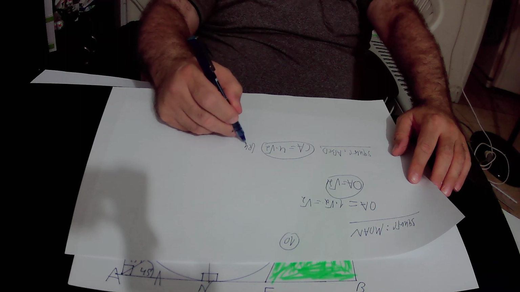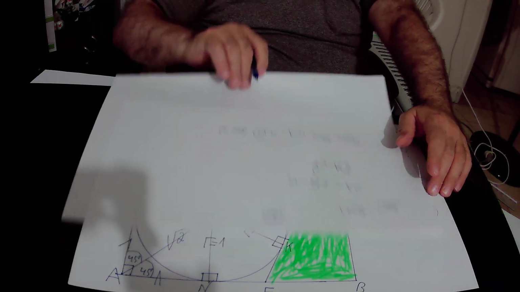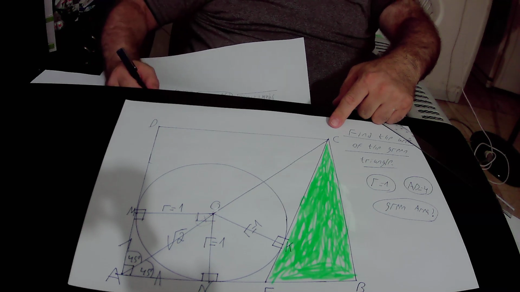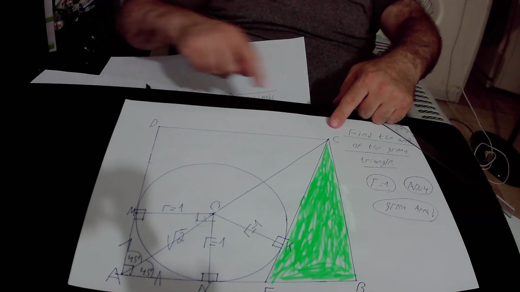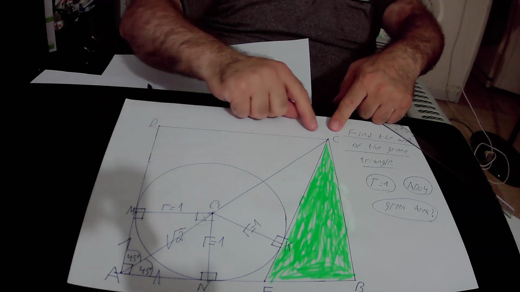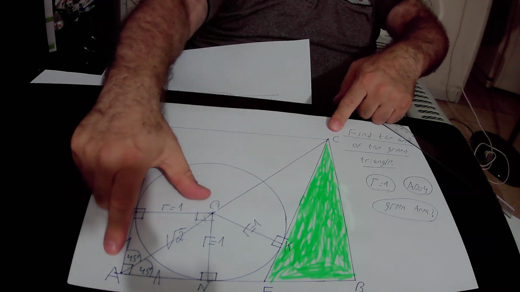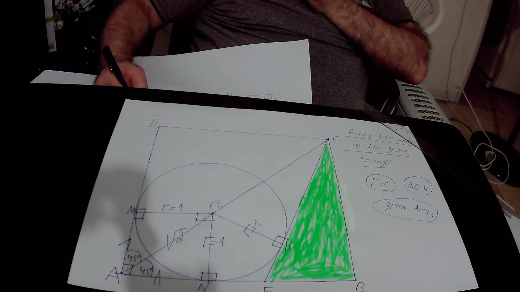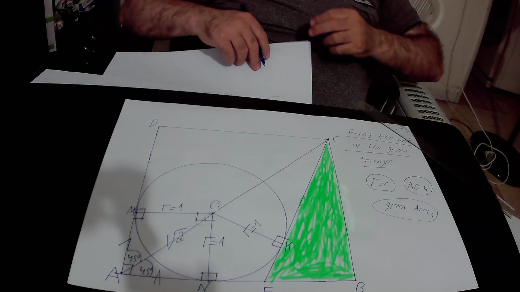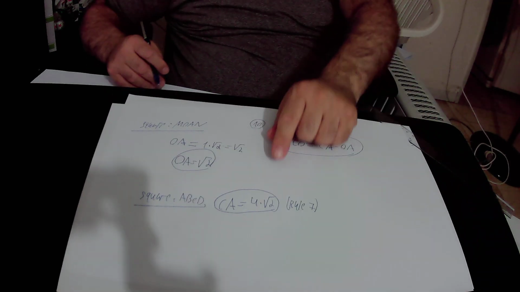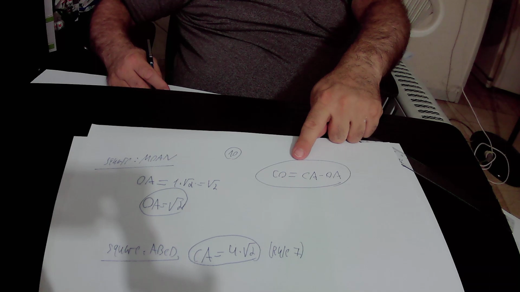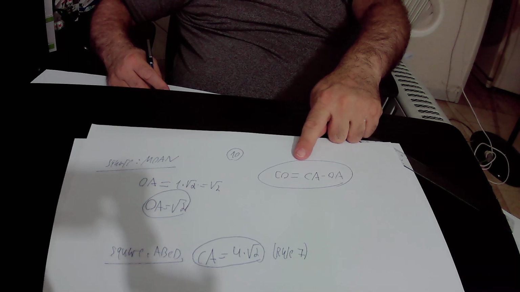According to rule number 7, of course, in the next step we will calculate the value of CO. The length of CO, from the drawing you can see that line segment CO equals CA minus OA. Again, CO equals CA minus OA. I will repeat again: line segment CO equals CA minus OA.